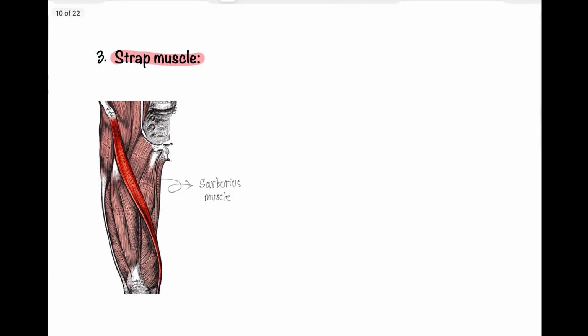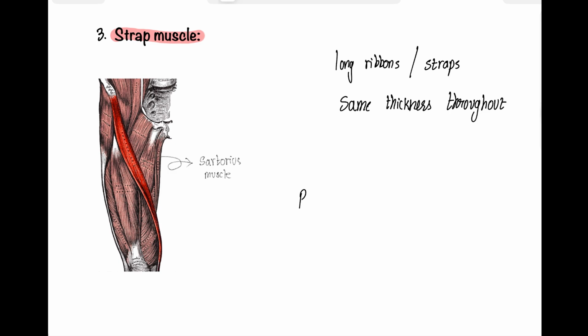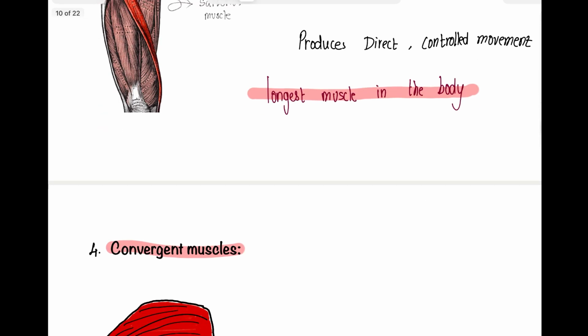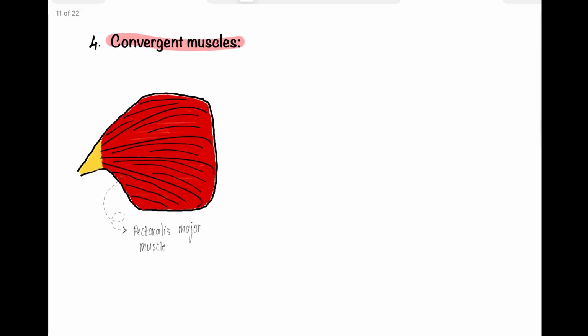The third one is strap muscles. These look like long ribbons or straps. These muscles are long and narrow and have the same thickness from beginning to end, and they have no big bulging belly. They mainly produce direct, controlled movement. The example is sartorius. The fun fact is it's the longest muscle in the body.